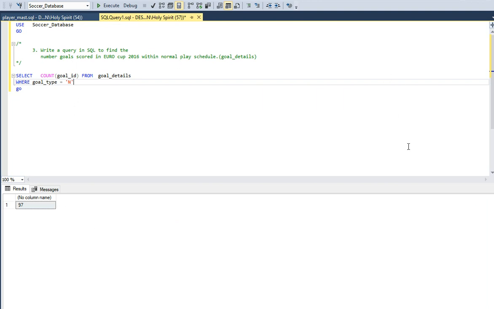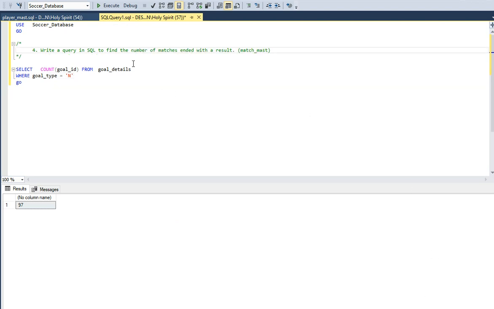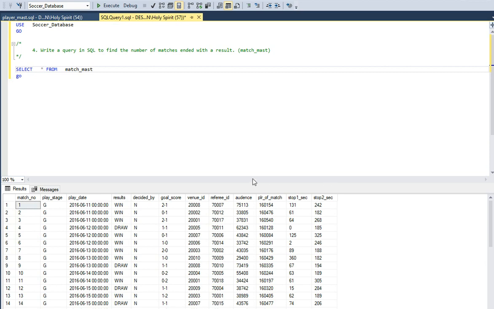Number of goals scored in Euro Cup. Cool. Now question number 4. Write a query in SQL to find the number of matches ended with a result. Well, that's interesting. Copy. Paste. Execute. So match must. Write a query in SQL to find the number of matches ended with the result.